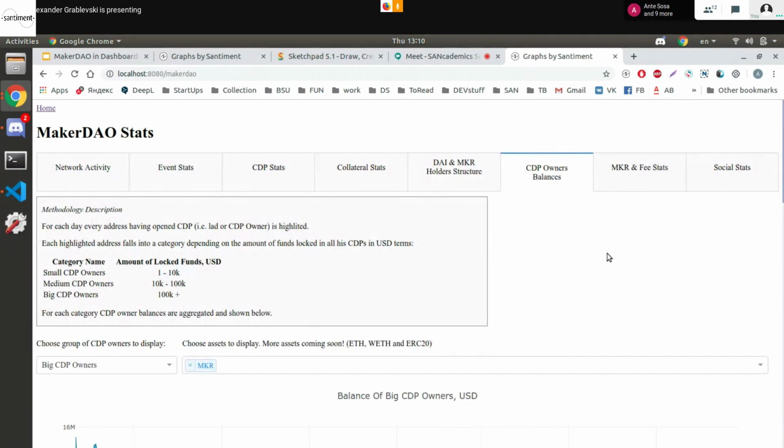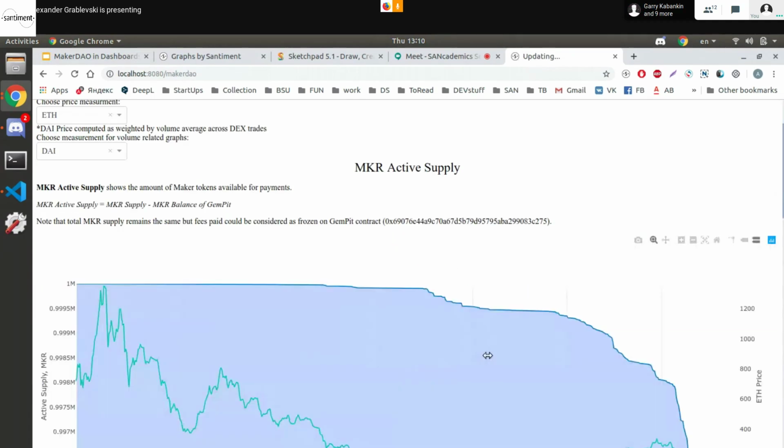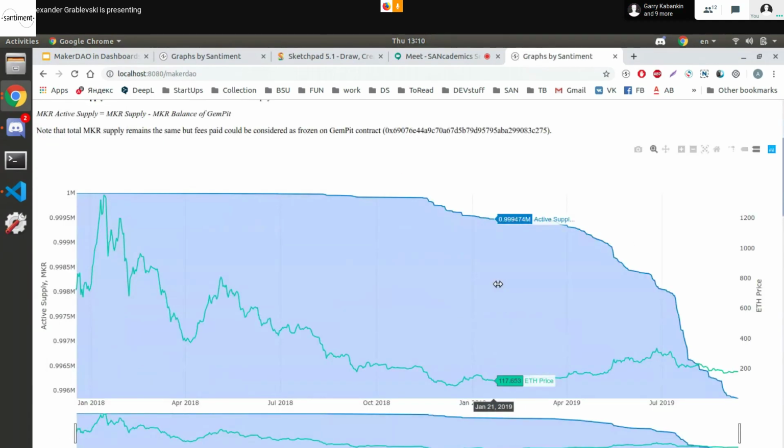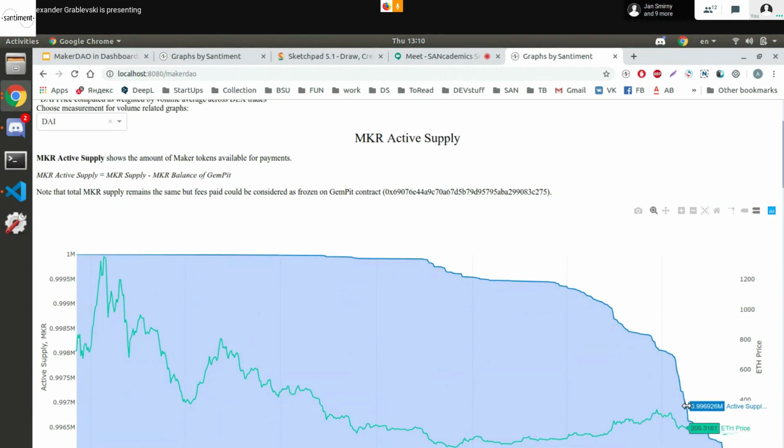And two tabs are left, Maker and Fee stats. This is the most recent tab we developed. So that's actually just the supply of Maker tokens. You see that it's decreasing a lot, but that's a matter of scale. You see this 1 million and 0.99 million, so that's a decrease of less than 1%. So don't be afraid of this.